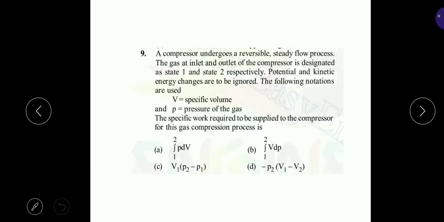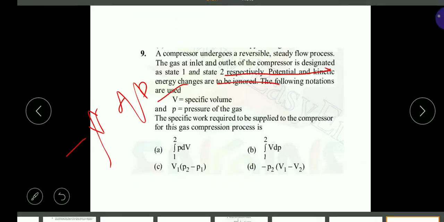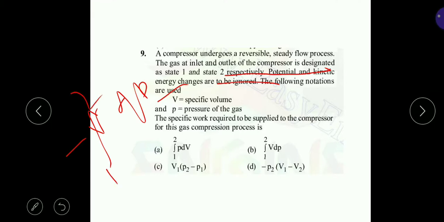Then next, a compressor undergoes a reversible steady process. The gas at inlet and outlet is at pressures P1 and P2. So we have already discussed this type of problem. Specific work to be supplied: work done by the system will be equal to minus integral of VdP from 1 to 2. It will be supplied, so the minus will be cancelled, so B will be the correct answer.